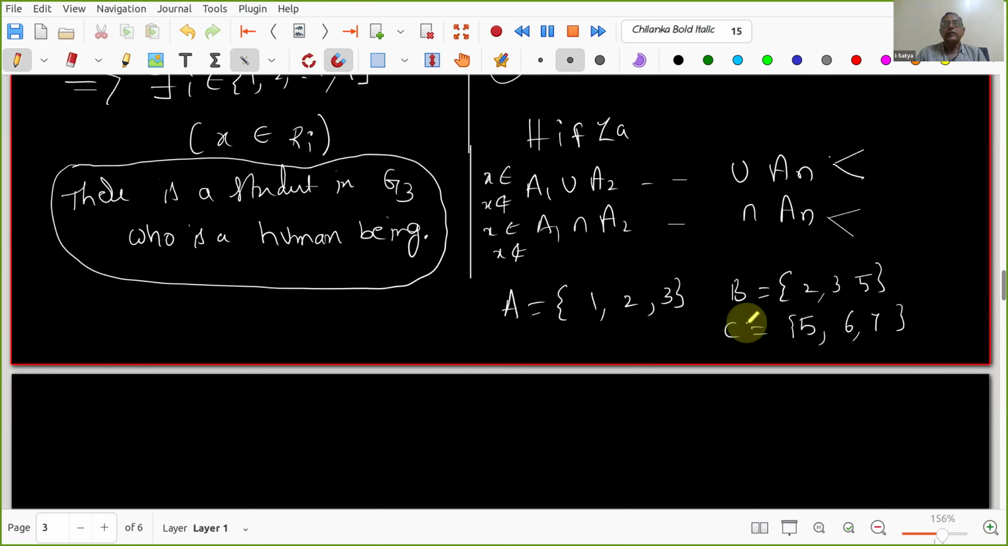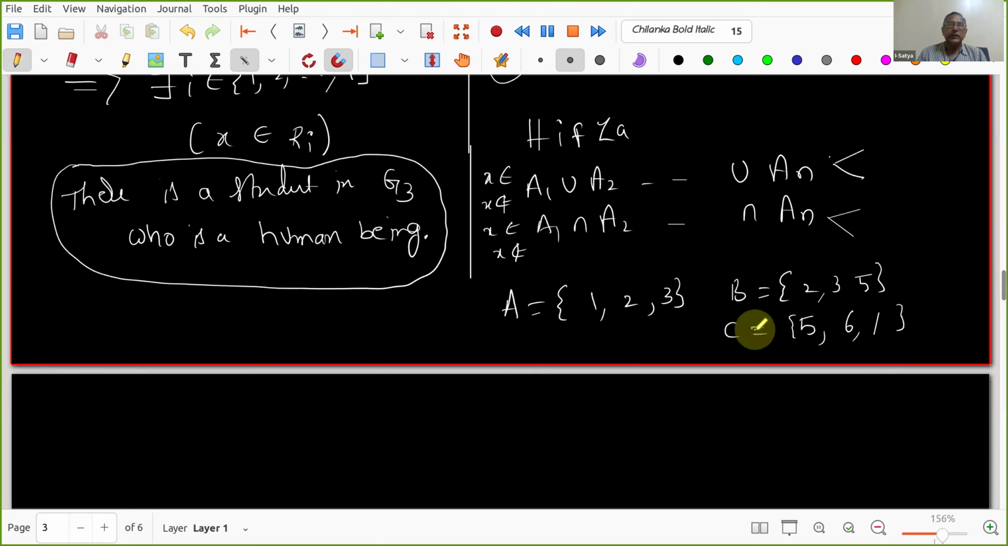What is A intersection B? 2, 3. Correct. What is B intersection C? 5. What is A intersection C? Empty set. Very good. But if I intersect all the three, if you want, I can put 1 here also, so that it will be much more clear.